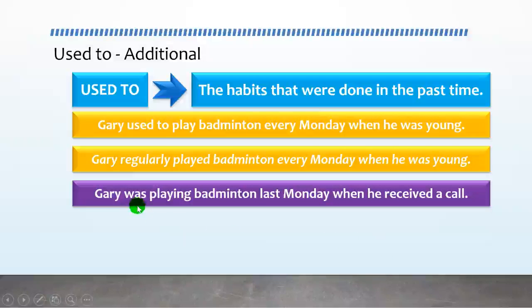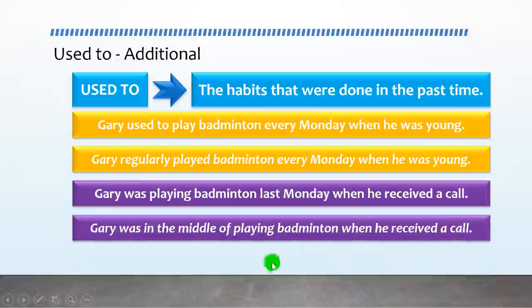Now, let's compare with the past continuous, which has a little bit of a relationship with this one, because it also happened in the past. "Gary was playing badminton last Monday when he received a call." Gary was in the middle of playing badminton when he received a call. This has a different meaning compared to the previous one, because it does not show the habit of Gary. It just shows what Gary was doing last Monday when he received a call. We do not talk about whether Gary played badminton as his habit.